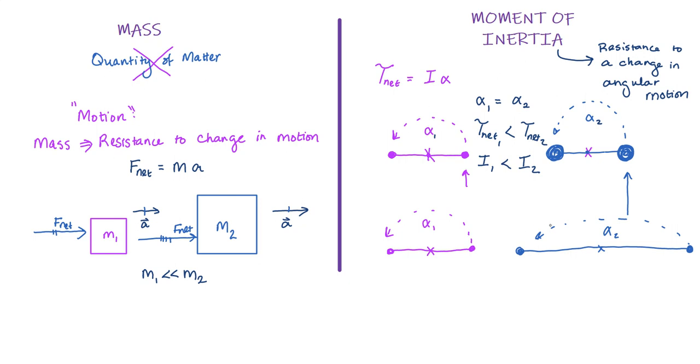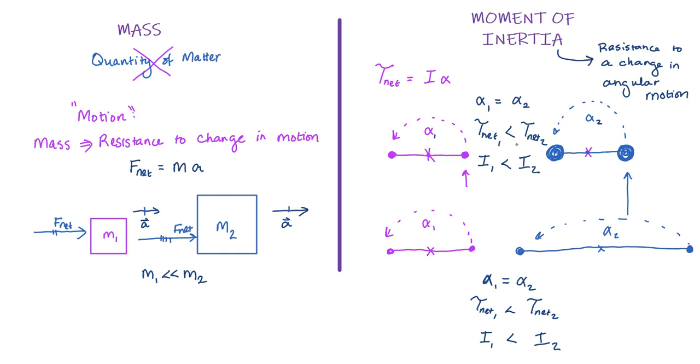When I look at this example here, in order to achieve alpha 1 being the same as alpha 2, so I want to achieve the same angular acceleration, what's still going to have to happen is that the net torque in situation 1 is going to be less than the net torque in situation 2, and that's because the moment of inertia in situation 1 is still less than the moment of inertia in situation 2.